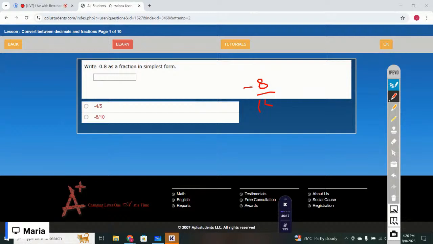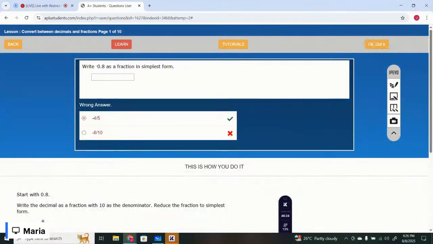Option number 2 is the correct option. That is -8 over 10, which simplifies to -4 by 5.